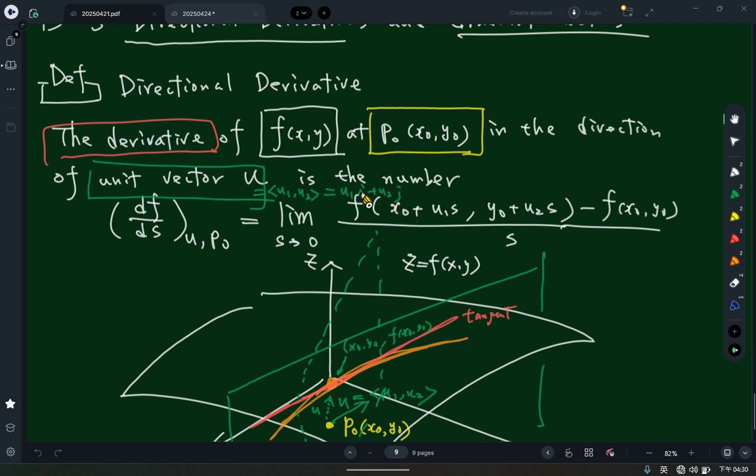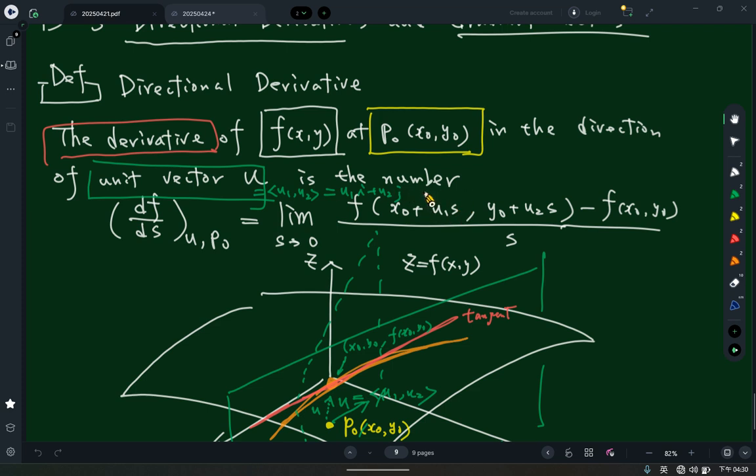The derivative of f of x, y at this point, x0, y0, in this spatial direction. Normally they may give you a direction only, but you just need to normalize it as a unit vector. Later I will show you an example, but before that, I will show you the concept first. It's a number. Just notice it's a number.